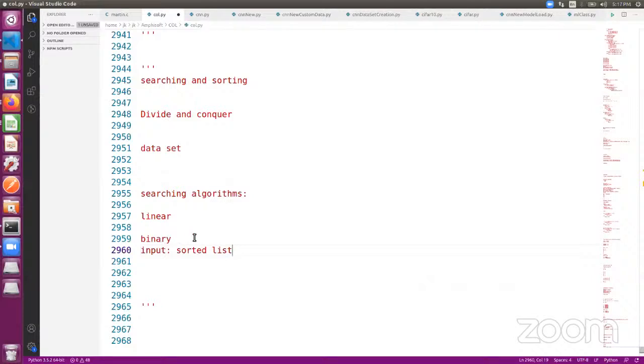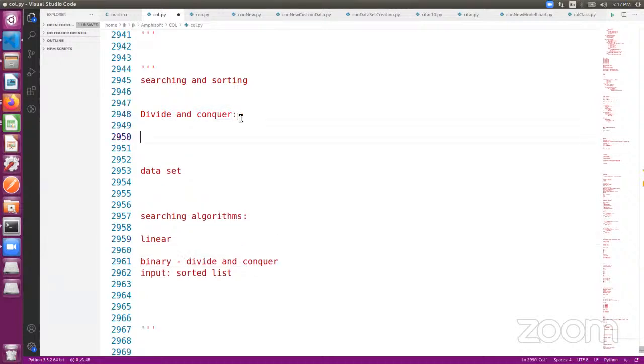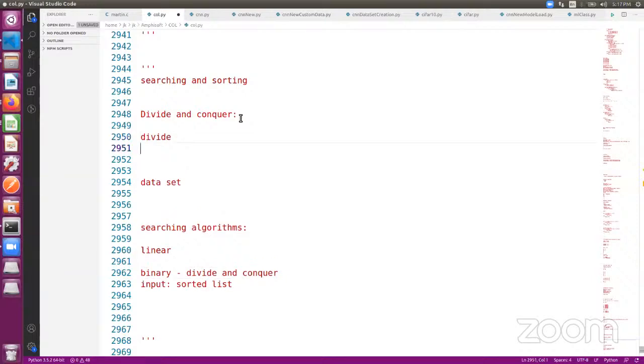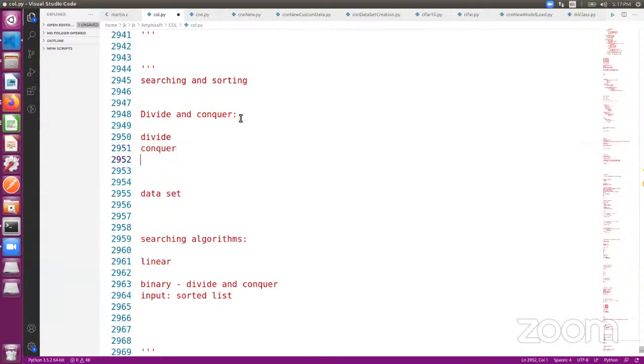So in this binary search, the strategy that is followed is divide and conquer. In divide and conquer, there are three steps. One is divide, second is conquer, third is combine. You can also call it merge.